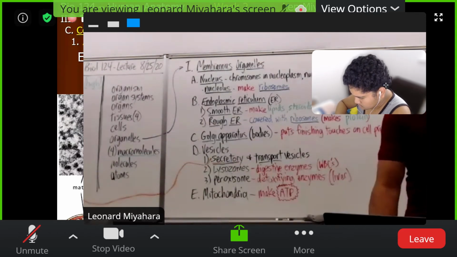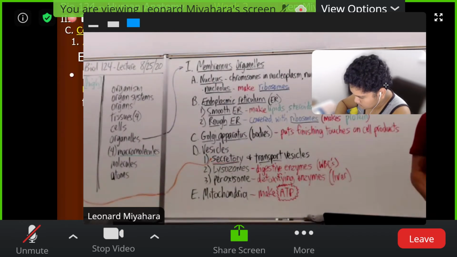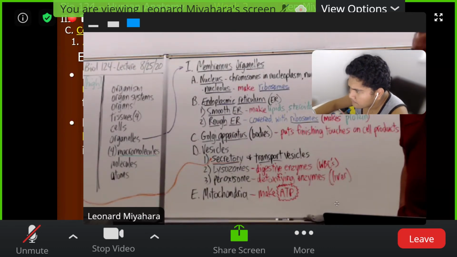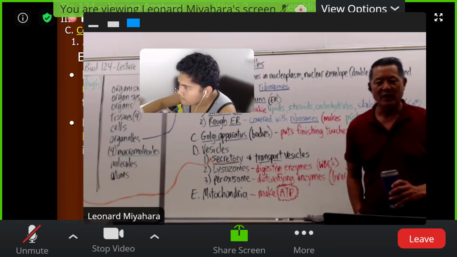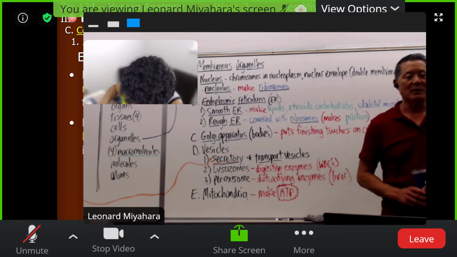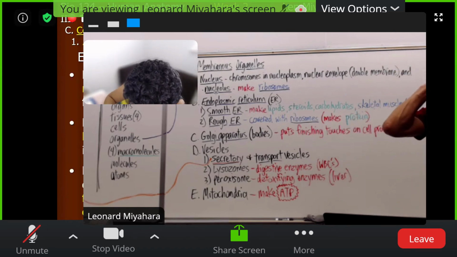Because this is a freaky organelle. It also has 2 membranes, but it has its own DNA. And its own DNA is in a circle, which is very similar to bacteria DNA. All bacteria only have 1 chromosome, and it's a DNA strand that's in a circle. Same thing with mitochondria. Okay. But this is its function, and it is to make ATP.